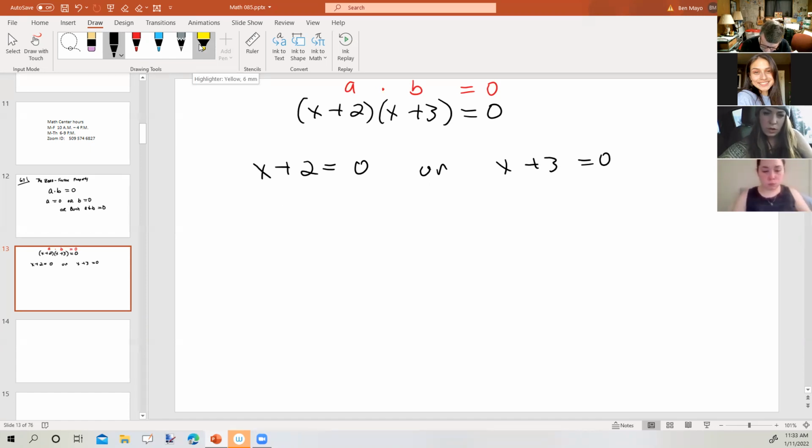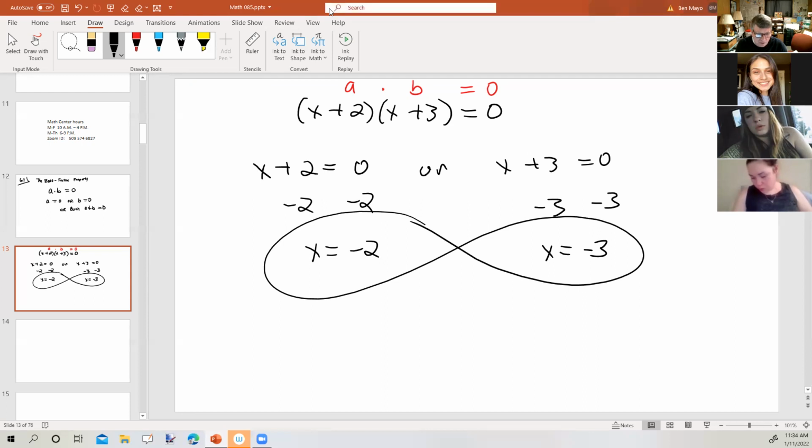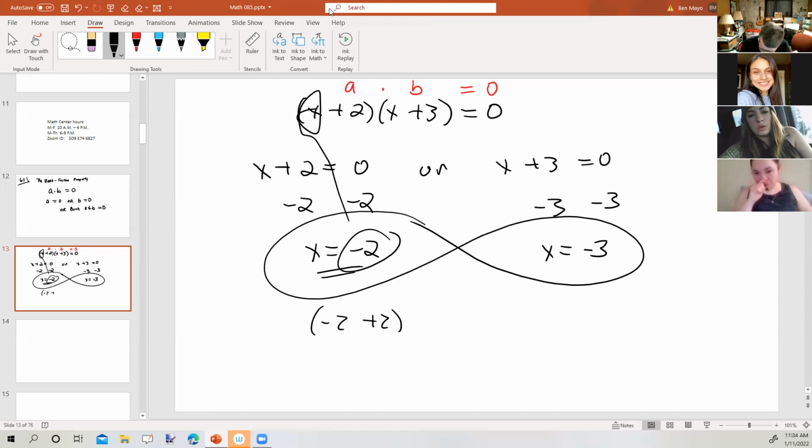So for the equation on the left, subtract 2 from both sides, and we get x = -2. For the equation on the right, subtract 3 from both sides, and we get x = -3. Notice there are two solutions. Let's check our work. Well, if x is -2 and we put that right there, we get (-2 + 2)(-2 + 3) = 0. Well, -2 + 2 is 0. I can stop right there because 0 times anything is 0. So that's going to work.